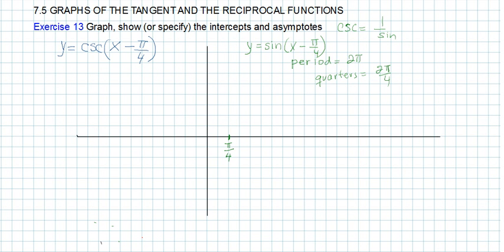Okay. Now from this point, I'm going to start counting. I'm going to start adding 2 pi over 4. So that's pi over 4 plus 2 pi over 4. That's 3 pi over 4. And then we have 5 pi over 4. And then I have 7 pi over 4. And then I have 9 pi over 4.